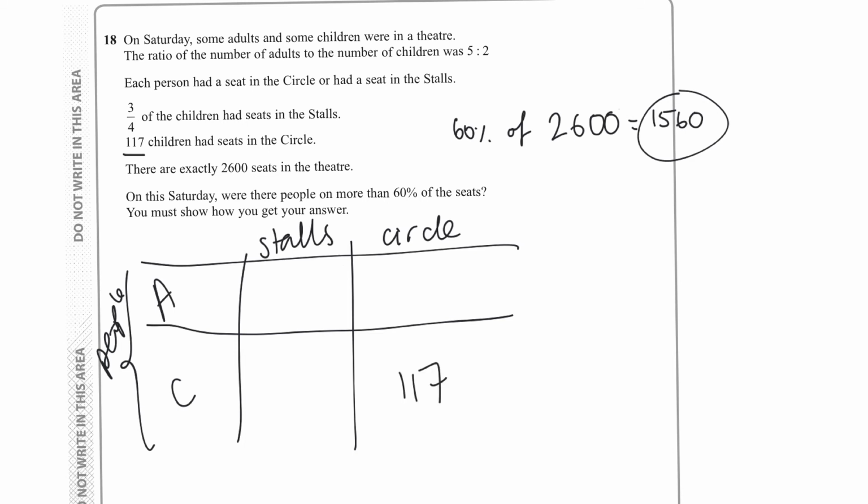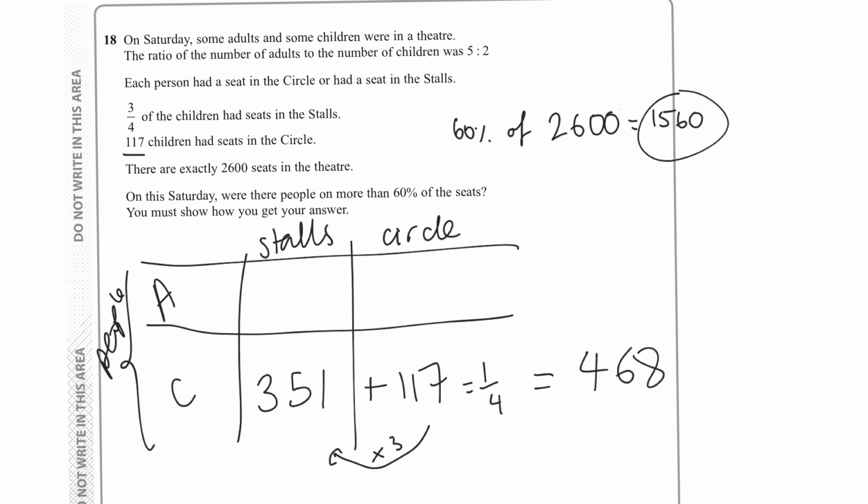Then it says 3/4 of children in the stalls. So if 117 is equal to a quarter, we need to work out what 3/4 is. So that would be multiply that number by 3. And if you put that into your calculator, you should get 351. So then total number of children would be 351 plus 117. Into your calculator should give you 468.